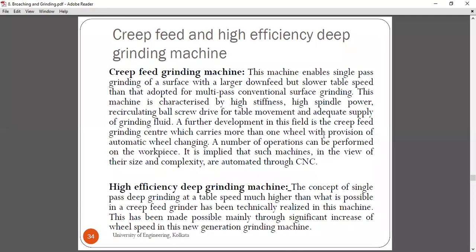wheel with provision of automatic wheel changing. A number of operations can be performed on the workpiece. It is implied that such machines, in view of the size and complexity, are automated through CNC. Okay.